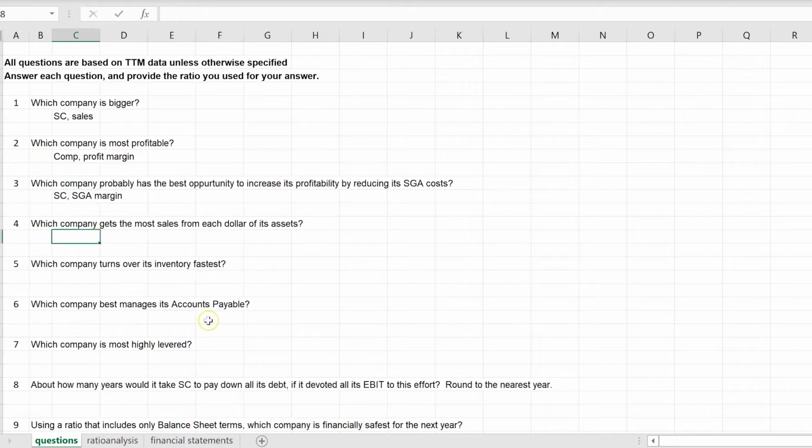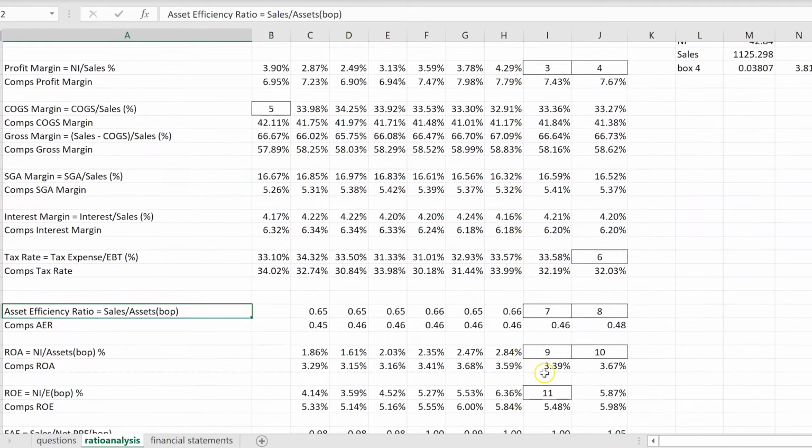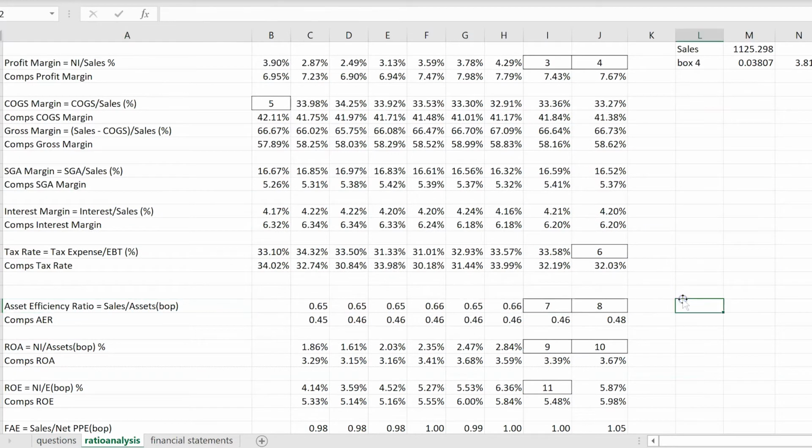Okay, question number 4, which company gets the most sales from each dollar of its assets? So to answer this question, we're going to look at the asset efficiency ratio, because this tells us how much sales we were able to generate based on the beginning period assets. So we'll go find asset efficiency ratio, it's right down here, and we have to solve for a box again, box number 8. And this will be Sound Capture's asset efficiency ratio, 12 trailing months.